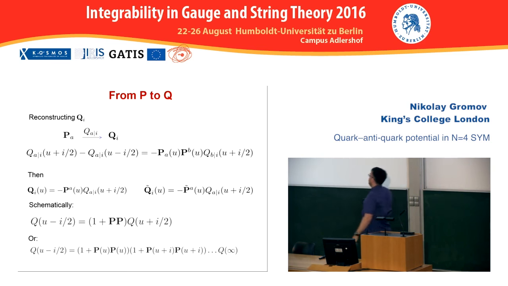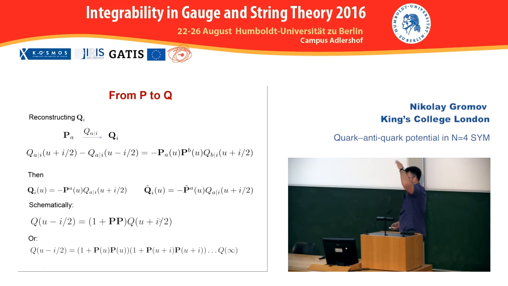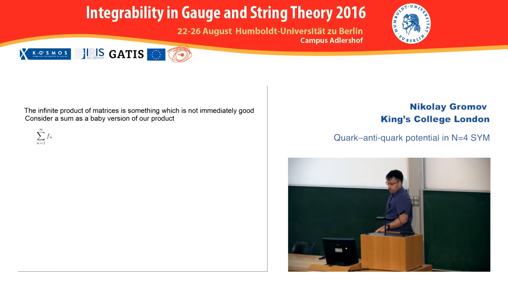But let me say a few words about how we solve this equation. You see this equation relates Q at U minus i over 2 with Q at U plus i over 2. So you can express Q of U in terms of Q where you shift the argument as much as you want into the upper half plane. Then you get a structure which looks like some kind of monodromy, or path-ordered exponent, which shifts the argument of U. So if you fix Q at infinity, you will reconstruct Q of U if you know the P's. And the P's are fixed.